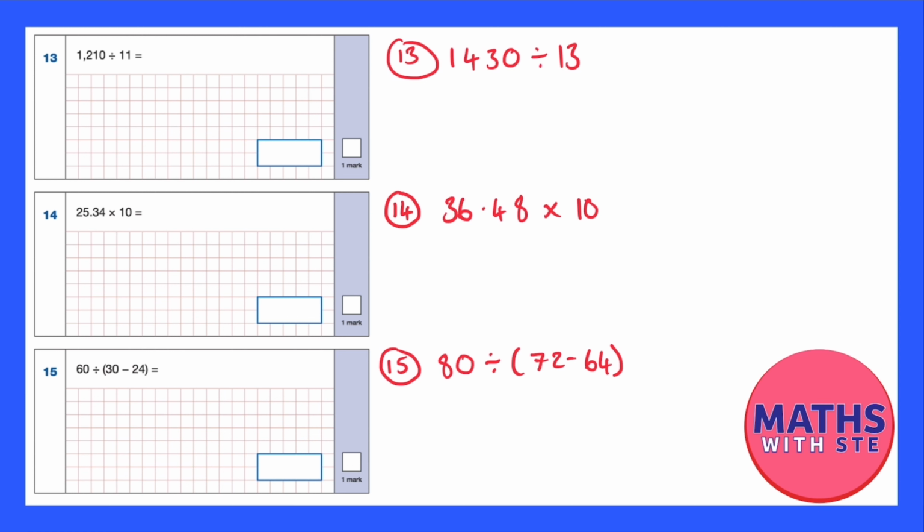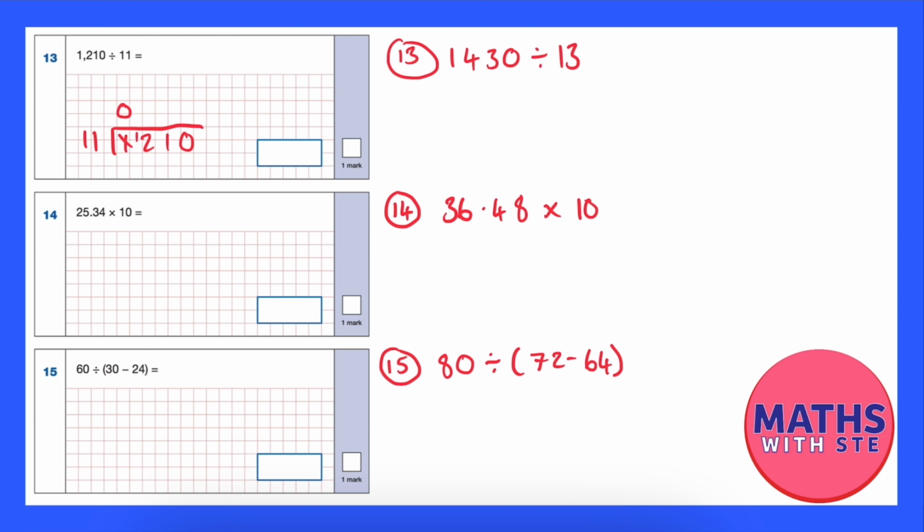Right, let's go. Question 13: 1,210 divided by 11. I just do a bus stop here, so that's what I'm going to do. I'm dividing by 11, and inside the bus stop I've got 1,210. How many times does 11 go into 1? 0 times. Cross out the 1, bring it over there.